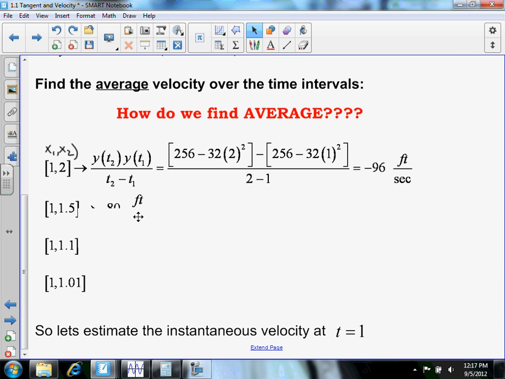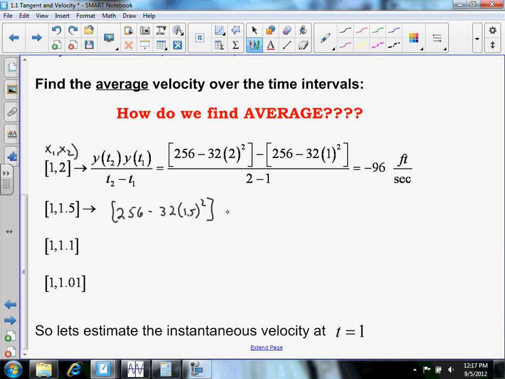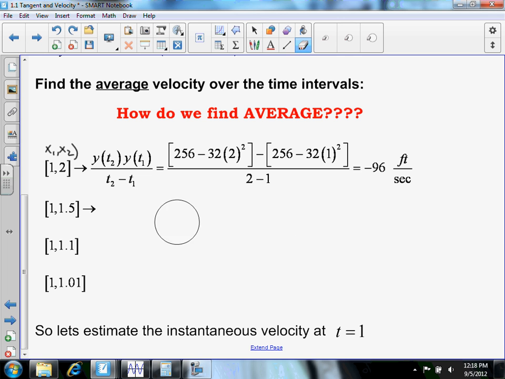When we go through this again, the next one, what we're doing is the same idea here. We're taking 1.5 and 1, and we're plugging it into these two. So really, we're looking at 256 minus 32 times 1.5 squared, minus 256 minus 32 times 1 squared. And we're still taking our two intervals here, our x values are 1.5, and we're subtracting away 1. When we do all that, we're actually getting the value of 80 feet per second.